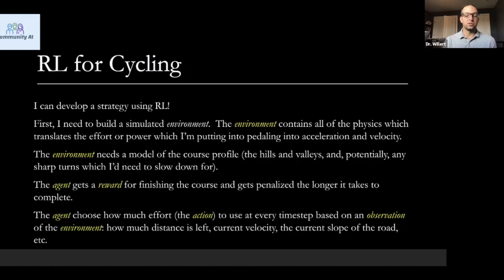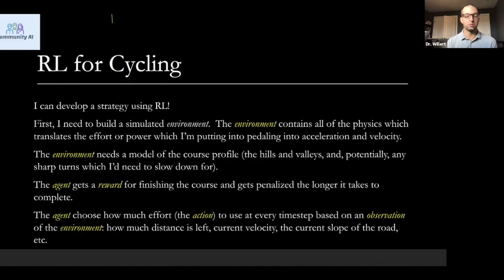So when should I maximize my effort and when should I take it easy? The environment also needs a model of the course profile. So for example, the hills and valleys, and maybe any sharp turns that I need to slow down for. And the agent would get a reward for finishing the course, and it would get penalized the longer it takes to complete. So it's incentivized to finish it as fast as possible. And the action space would be essentially how much effort should I put in at every given time step.